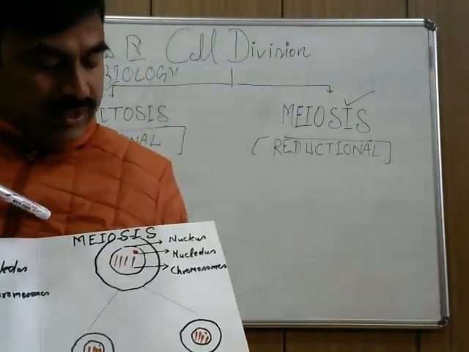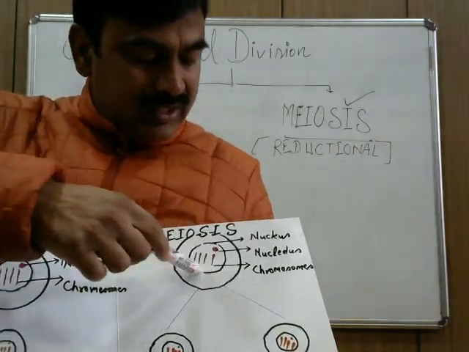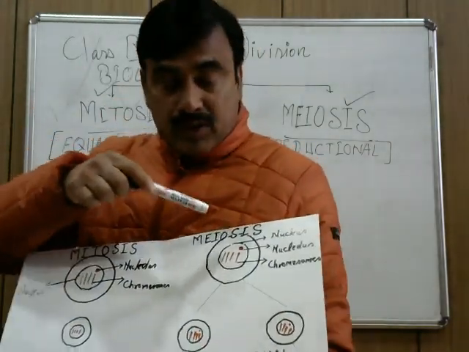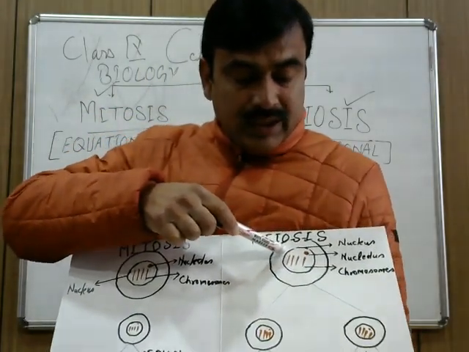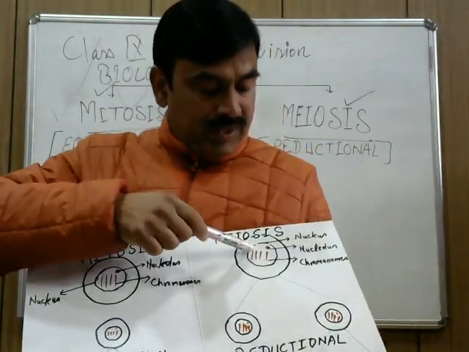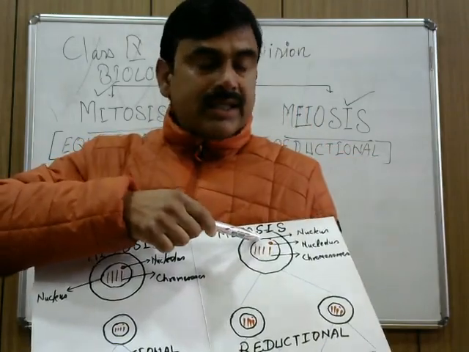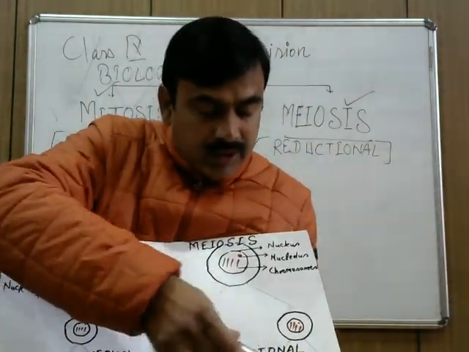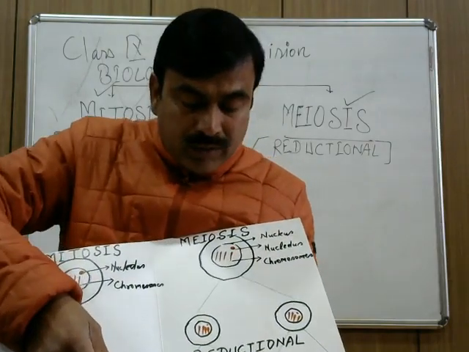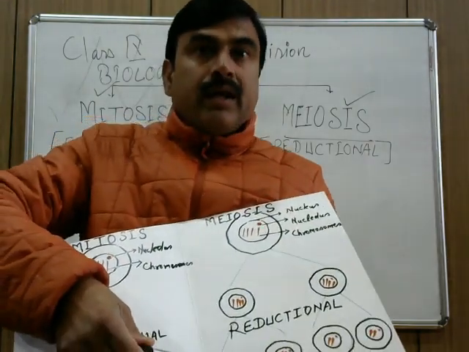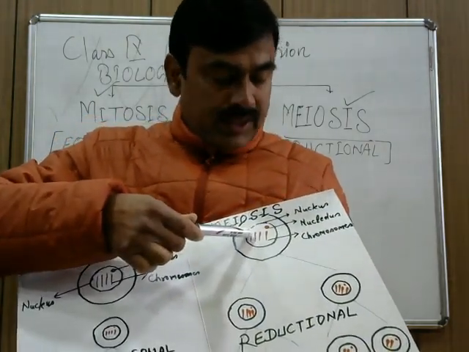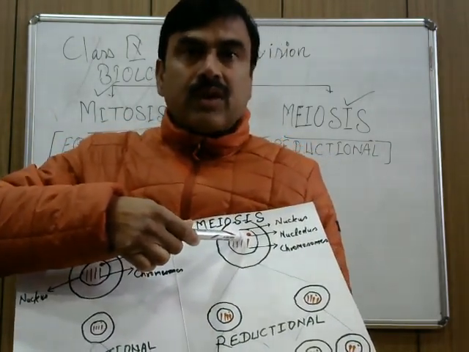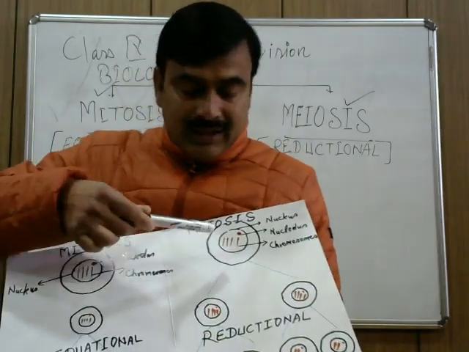Again, I am going inside the nucleus, which contains chromosomes and nucleolus. These chromosomes, look at this, you can easily compare the number of chromosomes in the parent cell and the number of chromosomes in the daughter cell. The chromosomes will be half in comparison to the parent cell. Here I have taken 4 chromosomes for your convenience. You can see the number of chromosomes.